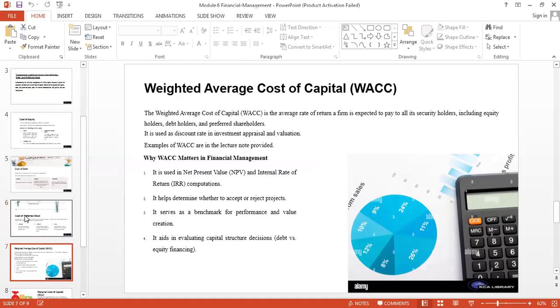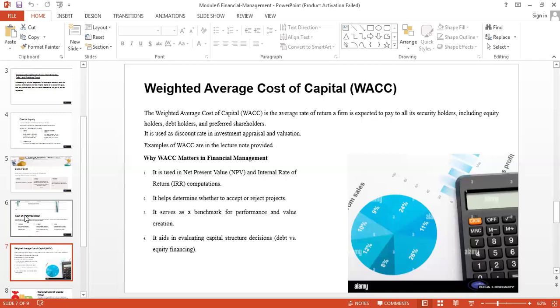The weighted average cost of capital, which is the WACC, is the average rate of return a firm is expected to pay to all its security holders, including equity holders, debt holders, and preferred shareholders. And it is used as a discount rate in investment appraisal and valuation.